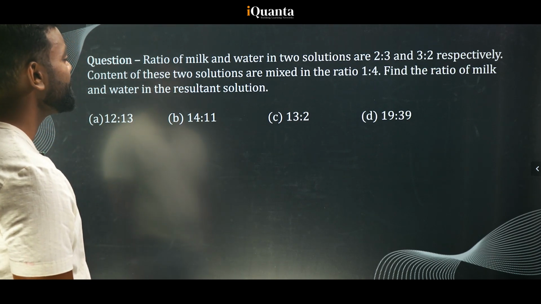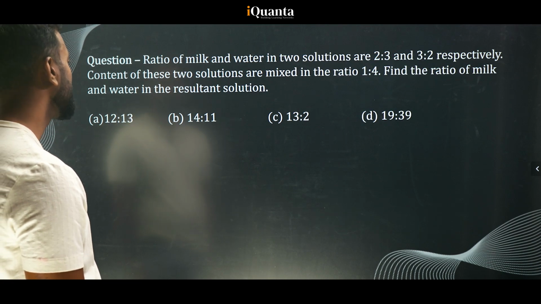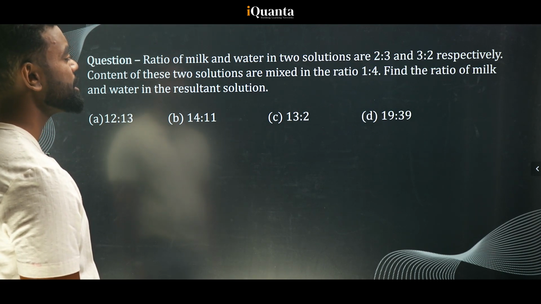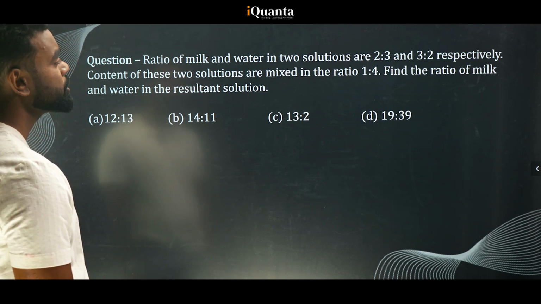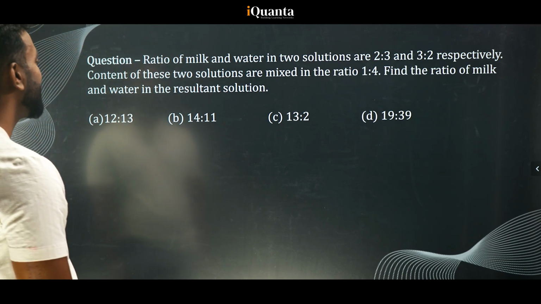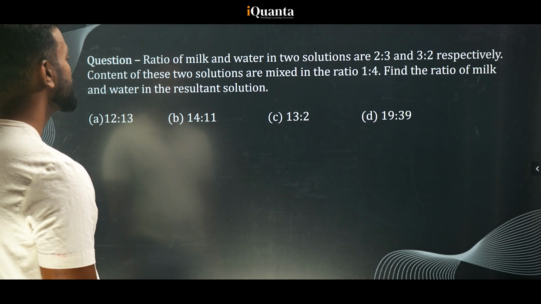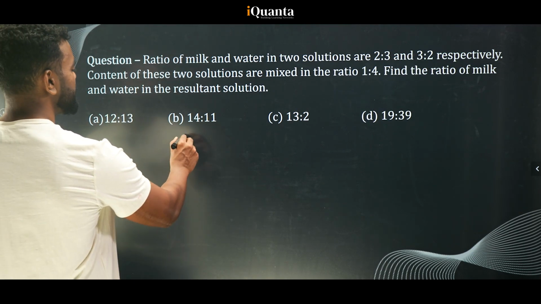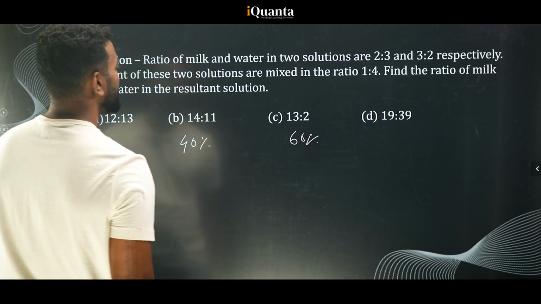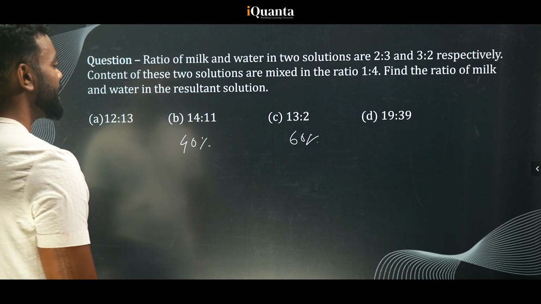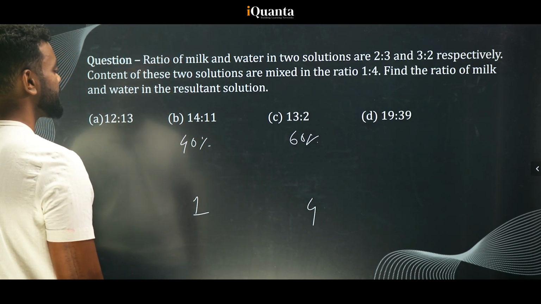Next question is: the ratio of milk and water in two solutions are 2:3 and 3:2 respectively. Contents of these two solutions are mixed in the ratio 1:4. Find the ratio of milk and water in the resultant solution. So it is 2:3 and 3:2, and they are mixed in the ratio 1:4, right? So milk in the first solution is 40%, in the second solution it is 60%, and they are mixed in the ratio 1:4. We need the ratio of milk and water in the resultant solution.